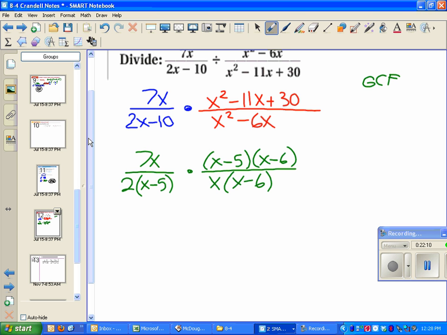And then search and destroy. So we have x minus 6 with x minus 6. As long as one's on top and one's on bottom anywhere, you can reduce that. So this x minus 5 is on top, and this x minus 5 is in the bottom of a different fraction. That's okay, because it's all multiplication. And then this x can cancel out with this x. And then our final answer is just 7 over 2. So we leave it as 7 over 2.